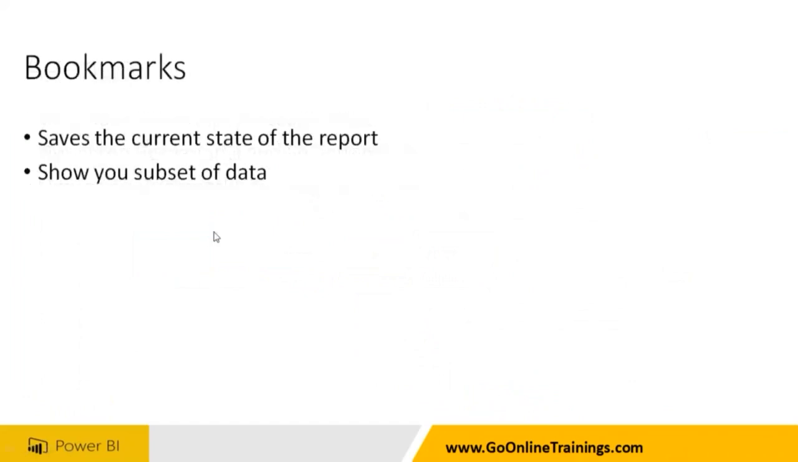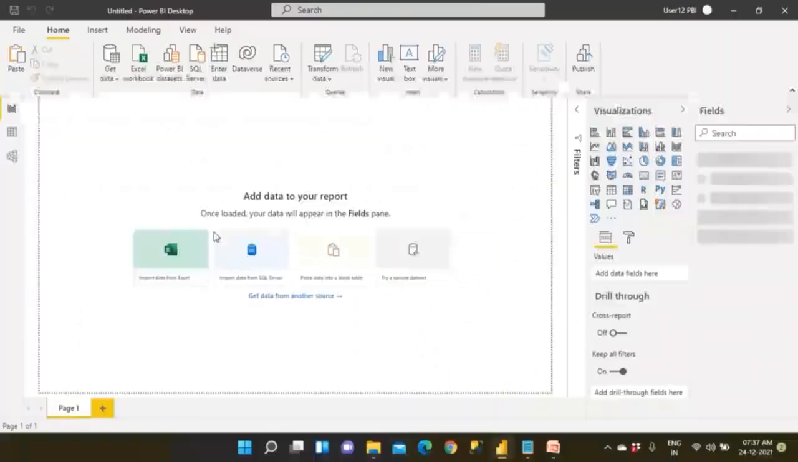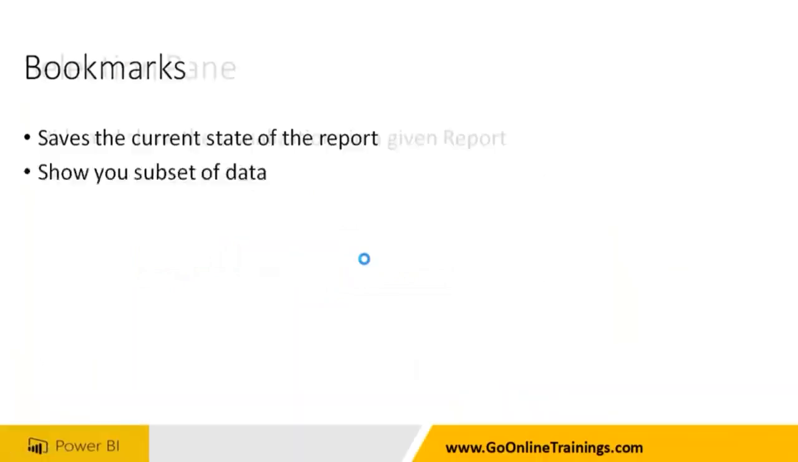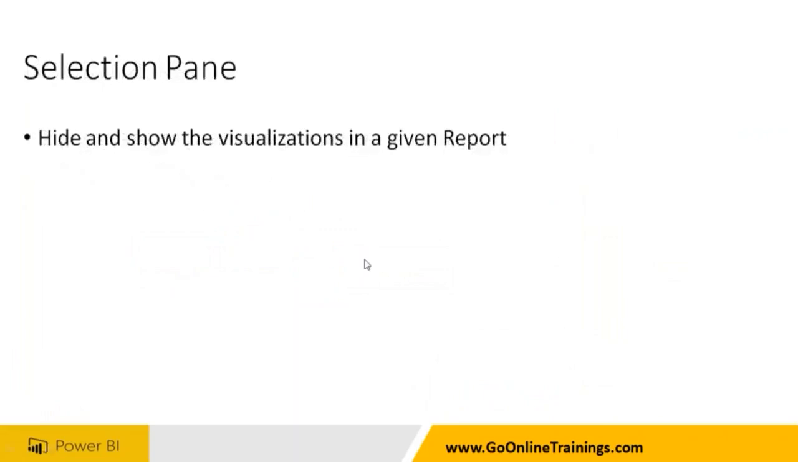Bookmarks save the current state of the report and show you a subset of data. If you want to show a subset of data or the current state of the table, that is when we use bookmarks. Selection pane will tell you what to hide and what to show. So there are two things: hide and show the visualizations in the given report. Understood? What is it that I would like to hide, and what is it that I would like to show?